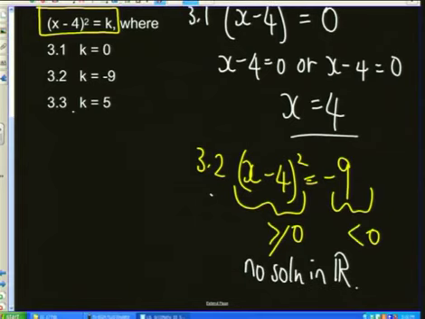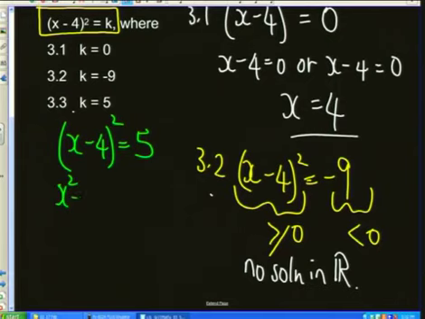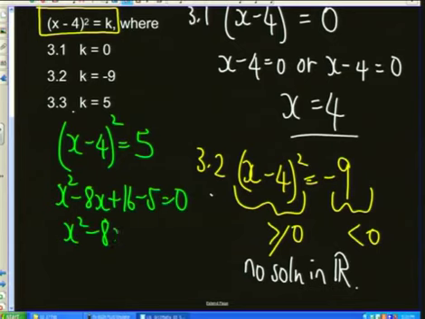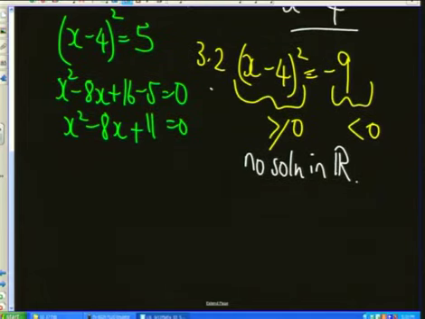So what about if we have x minus 4 all squared is equal to 5? Notice that that one was equated to 0, this one isn't. So we'll need to do some manipulation and get it to 0 first. So that's a negative 8x plus a 16 minus a 5 equals 0. And then we get x squared minus 8x plus 11 is equal to 0. And now I can see there are no factors of 11 that add to give me negative 8. So I'm stuck. I need to use the formula.